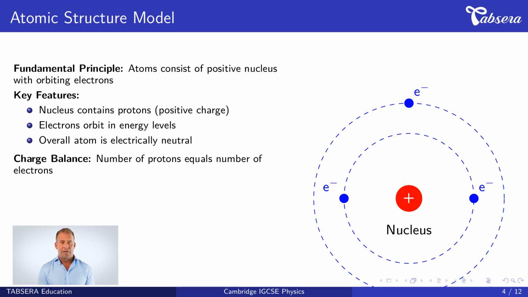The diagram illustrates this structure clearly. The red center represents the positively charged nucleus. The blue dashed circles show electron orbits or energy levels. The small blue circles represent electrons, labeled E- for their negative charge. Notice how electrons are distributed in different orbital levels around the central nucleus.